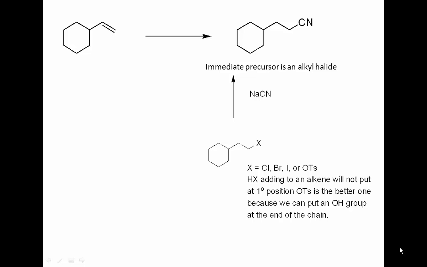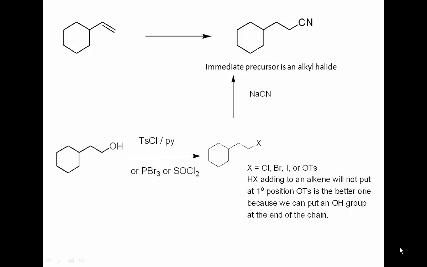X could be chlorine, bromine, iodine, or tosylate. I'm going to choose tosylate because if we think about the structure of our starting material, we know that the tosylate is going to come from an alcohol, and we can put an alcohol on the end fairly easily, whereas it's a little bit harder to put a halogen on the end. We learned one reaction, HBr and peroxides, but that's really a hard reaction to do.